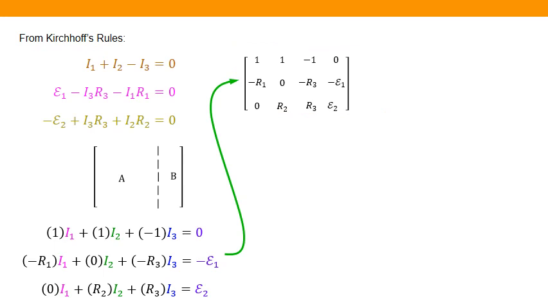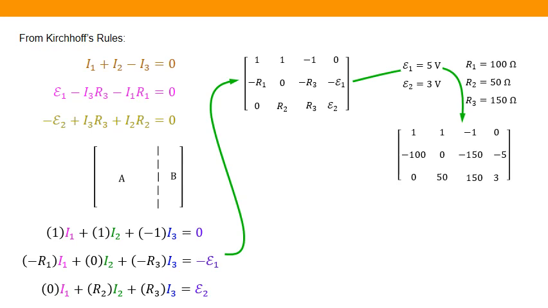But it would be useful probably to, at this point, insert our values. So remember our values for epsilon 1, epsilon 2, R1, R2, and R3. We just plug those into our matrix. And so we now have this new matrix with our values included. What have we gained? Honestly, we haven't gained anything other than we can leverage the power, the ideas of linear algebra. But it seems like so far we're trading one complicated algebra problem for another.